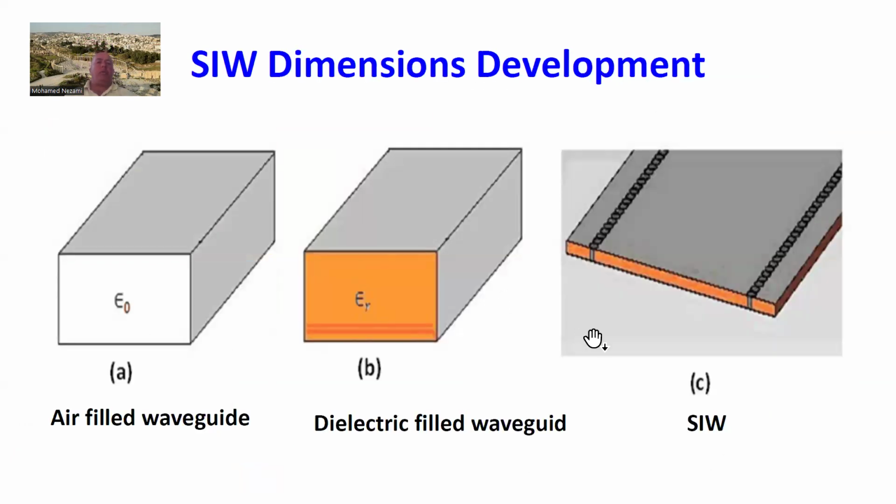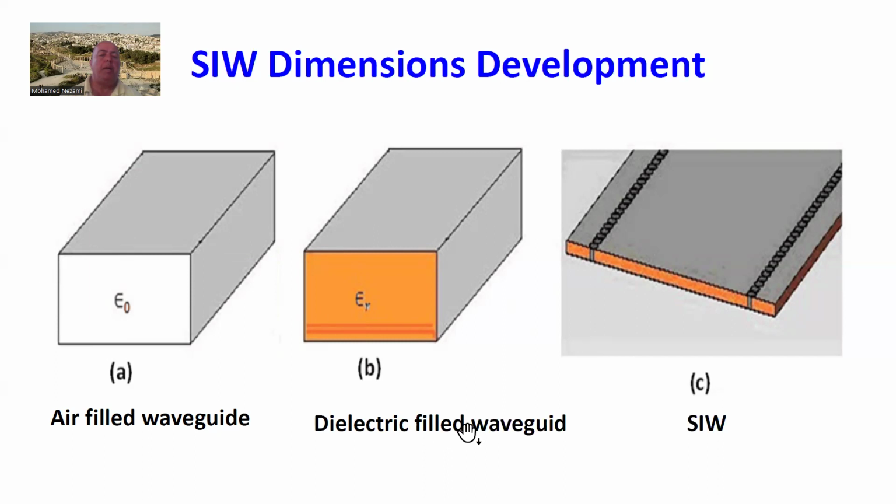Okay, so how do we develop the dimensions of the SIW, or substrate integrated waveguide? It's really simple. We start out with a rectangular waveguide, that you may choose depending on whether it's a standard or whatever waveguide that you're going to use. It's air-filled, so the epsilon zero in here. And we have the dimensions of the A versus B.